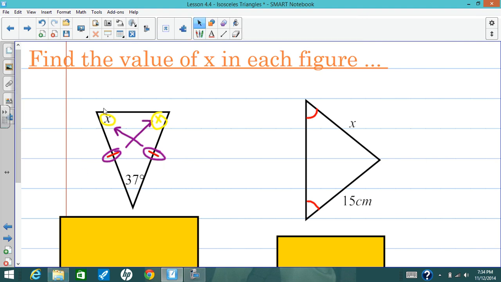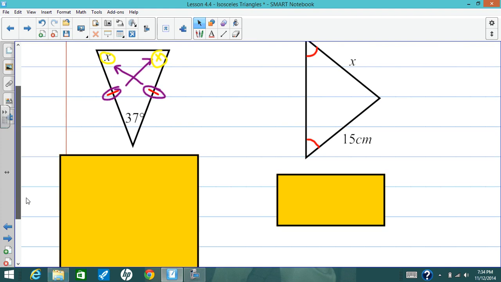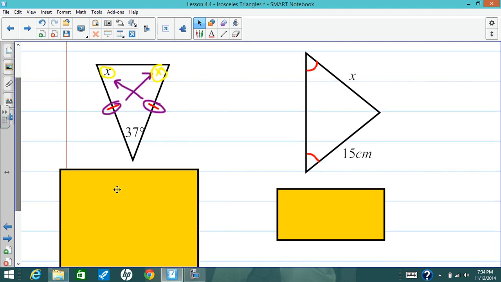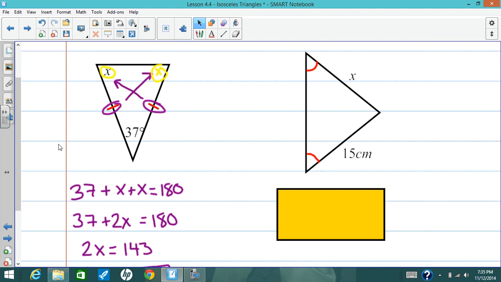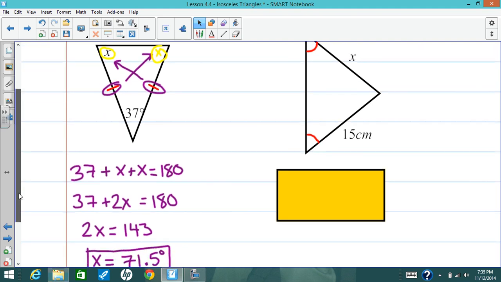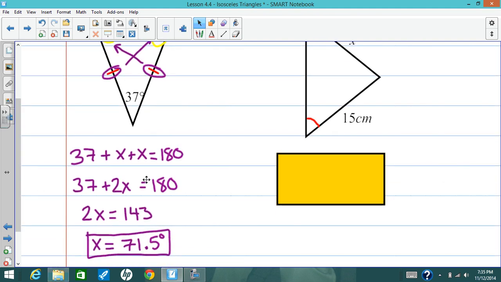So now I can go back to the last lesson. Those three angles should add up to, you guessed it, 180 degrees. So 37 plus X plus X equals 180. I can do some algebra here, and I can find out that X is 71.5 degrees.